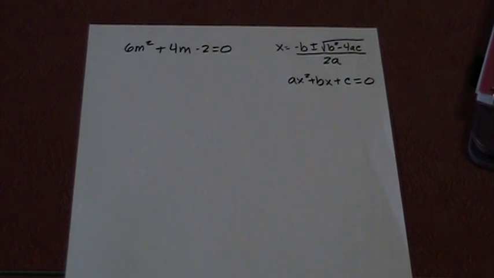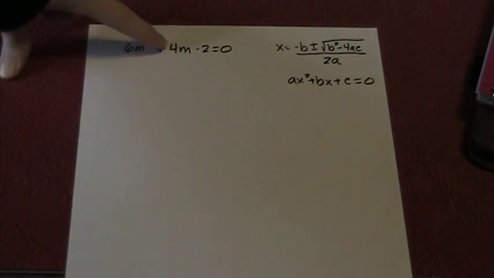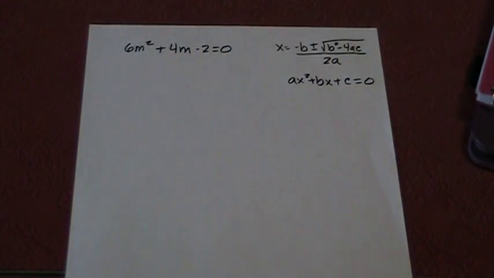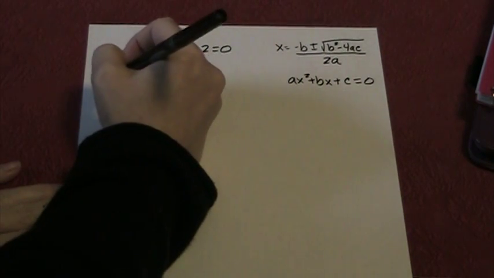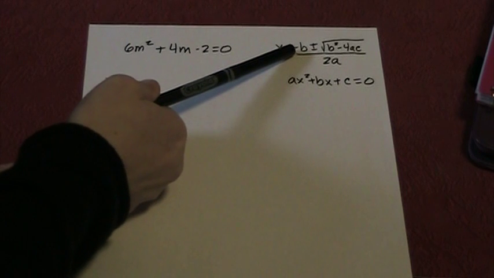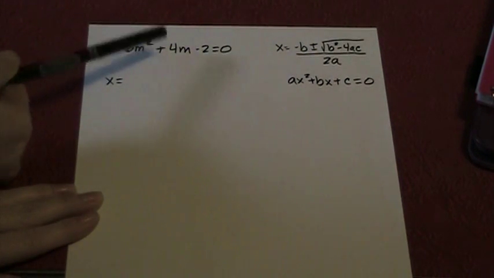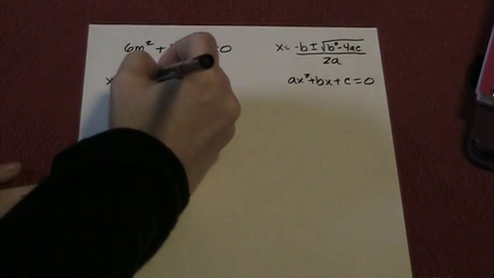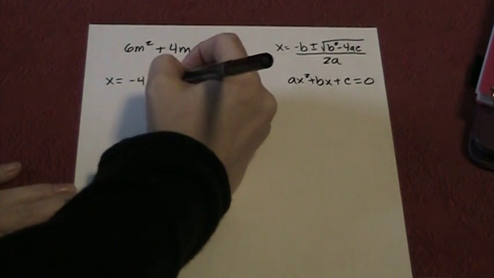So what we want to do first is identify a, b, and c. A will be 6, b will be 4, c will be -2, and then we plug those into the formula. Opposite of b means -1 times b, so it just means change the sign of b, plus or minus the square root of b squared.